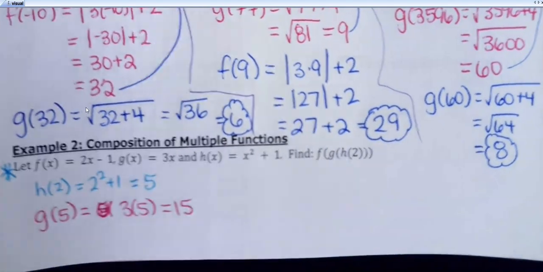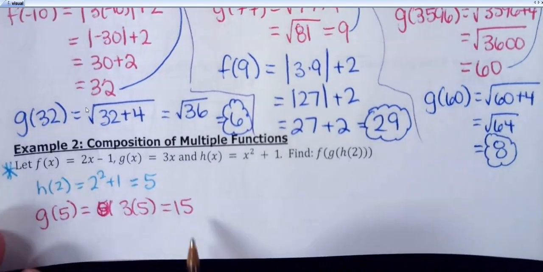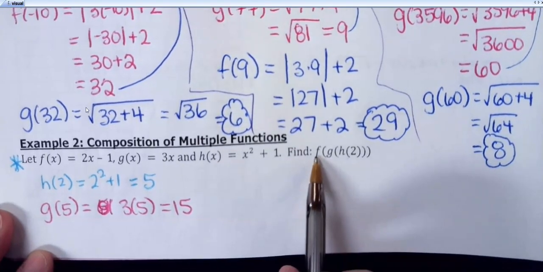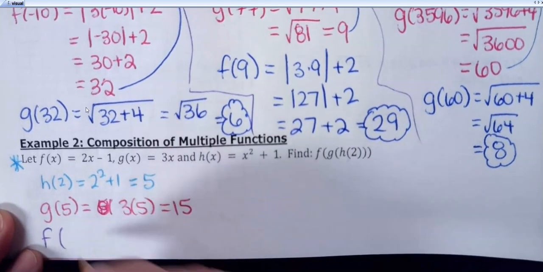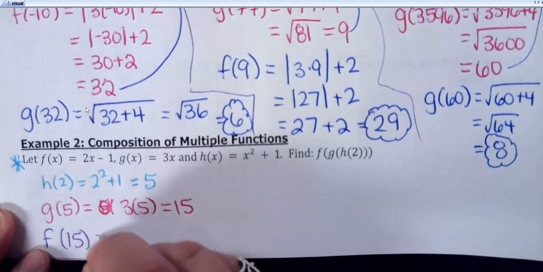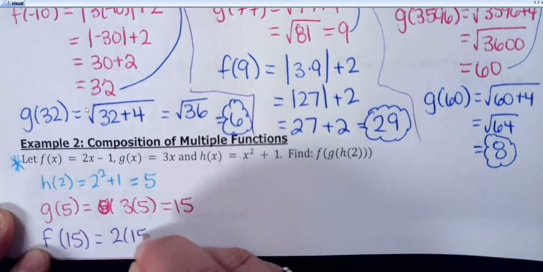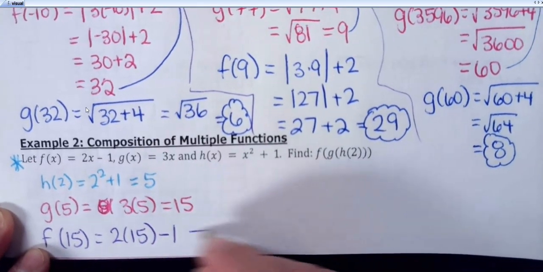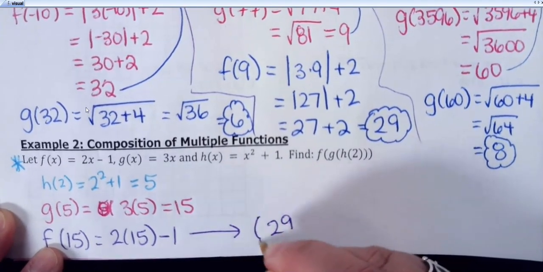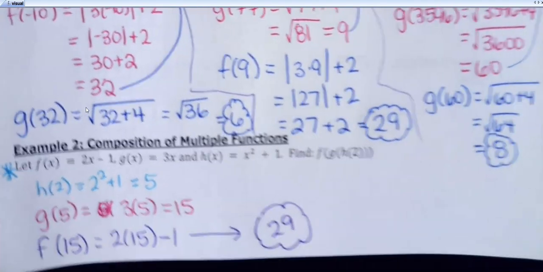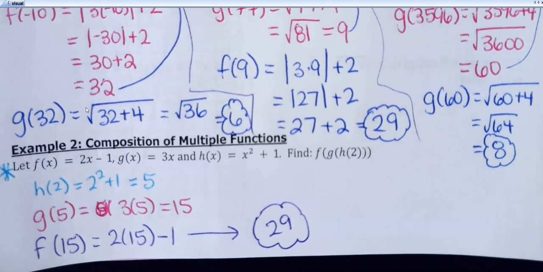And then to get my actual answer to the question, the last function I'm going to put in there is f. So I just got 15, so I'm just plugging these in as I go. F of 15 will be 2 times 15 minus 1. That's going to give me 30 minus 1, so 29. That would be like a triple composition there. Just 3 functions.